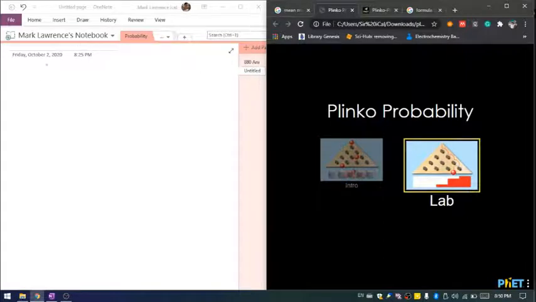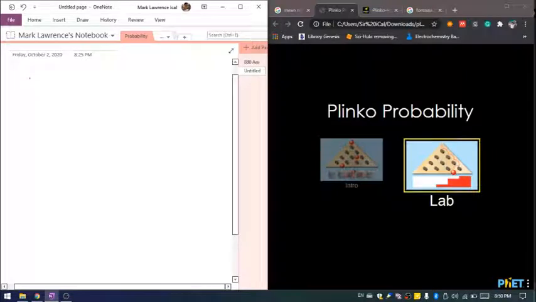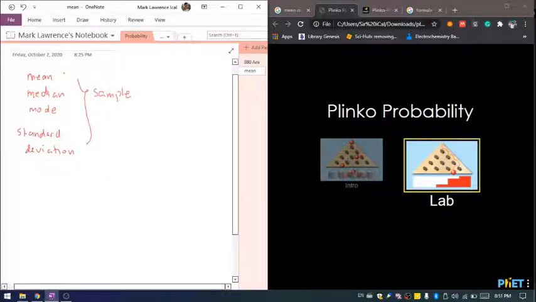So here in this video, we're going to have a review about mean, median, mode, and also we're going to dig deeper into what they call standard deviation. Now, all of these terms are in the context of a sample. So we're going to talk about the sample mean, the sample median, the mode, and also the sample standard deviation.